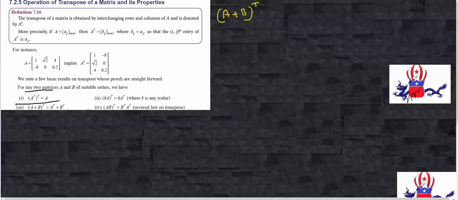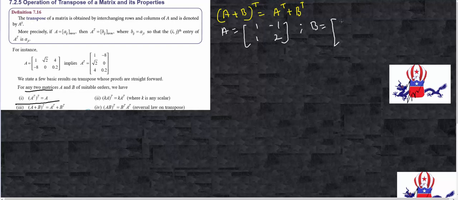(A + B) transpose is equal to A transpose + B transpose. So let us consider A to be [1, -1; 1, 2] and matrix B to be [2, 3; 4, 5]. Now let me start off with the left hand side. Consider the left hand side, which has (A + B), the whole transpose.